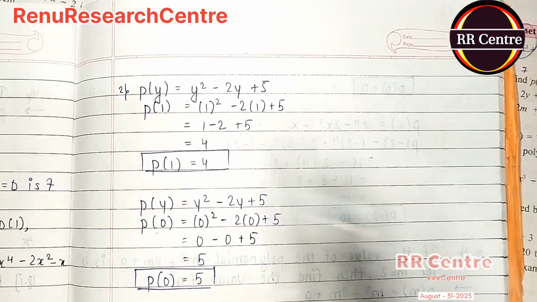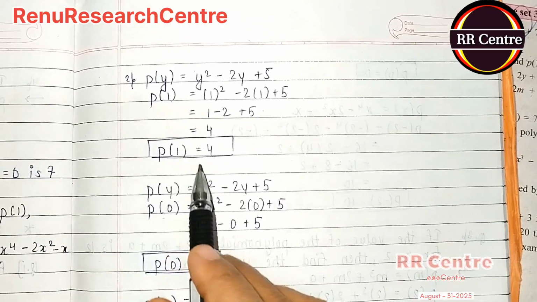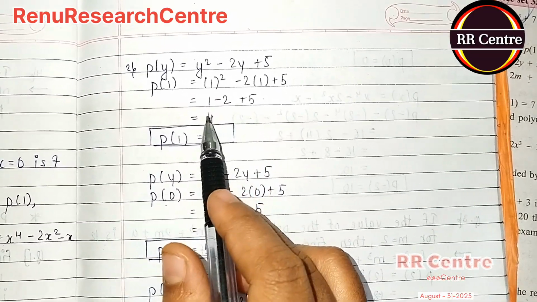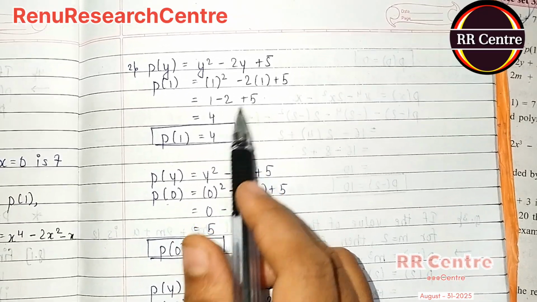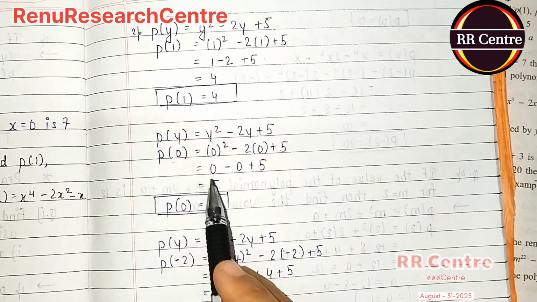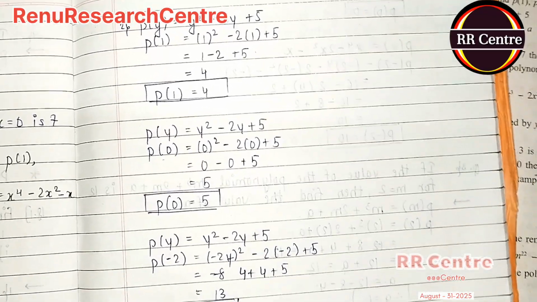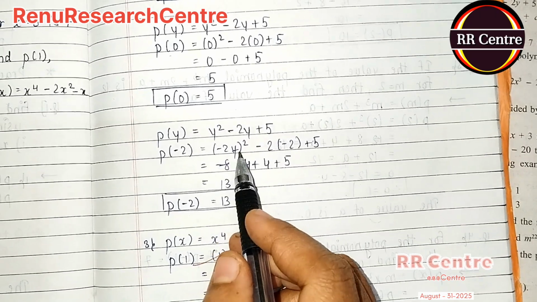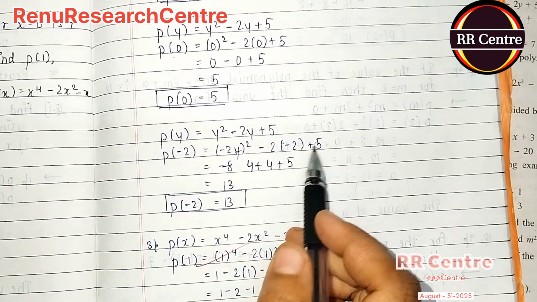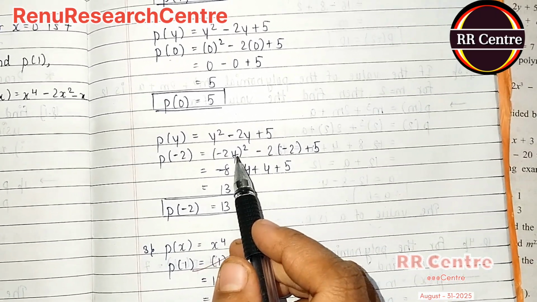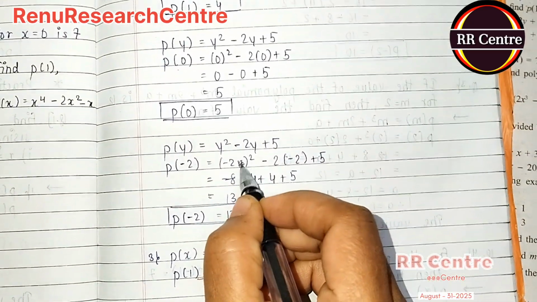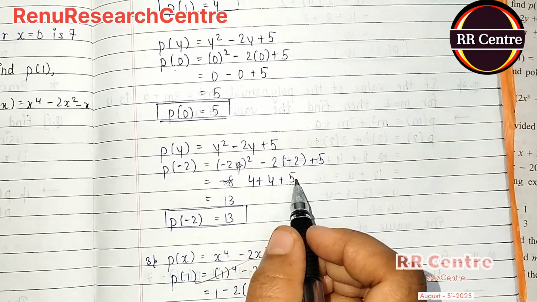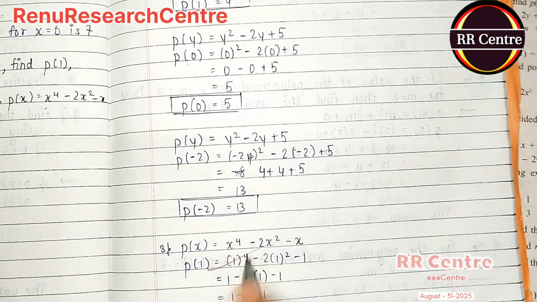Second one, p of y. For y equal to 1, p of 1 is equal to 1 minus 2, then plus 5, is equal to minus 1 and plus 5 is equal to 4. Then apply 0, it means positive 5. Then the third one, we will apply minus 2. So y square, minus 2, then minus 2 and plus 5. So here we apply minus 2, right? Minus 2 square is 4, then plus 4 and plus 5. So 9 plus 5 is equal to 13.